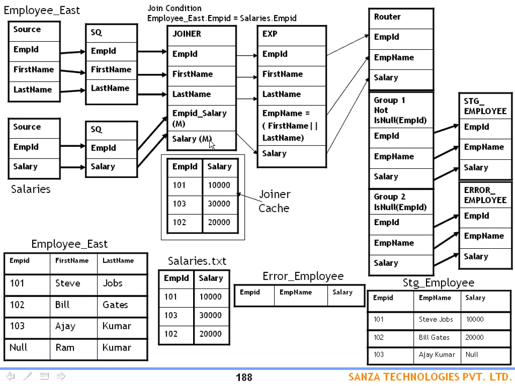To make the data coming from employee east, all the data from employee east should pass through this joiner transformation. Whichever record satisfies the join condition, the corresponding salary has to be taken out. To do this, if you do the equi join, that is the normal join, and the join condition fails, the record will not be taken out to the next transformation. So what do we do?